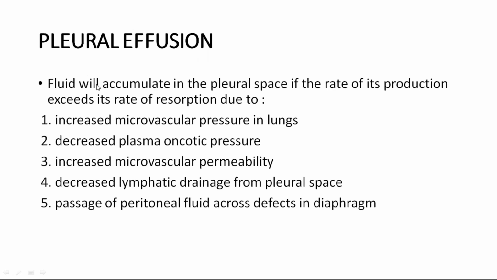Now, coming to the pleural effusion, fluid will accumulate in the pleural space if the rate of its production exceeds its rate of absorption. It can be due to increased microvascular pressure in the lungs, decreased plasma oncotic pressure, increased microvascular permeability, decreased lymphatic drainage from the pleural space, and passage of peritoneal fluid across defects in the diaphragm.